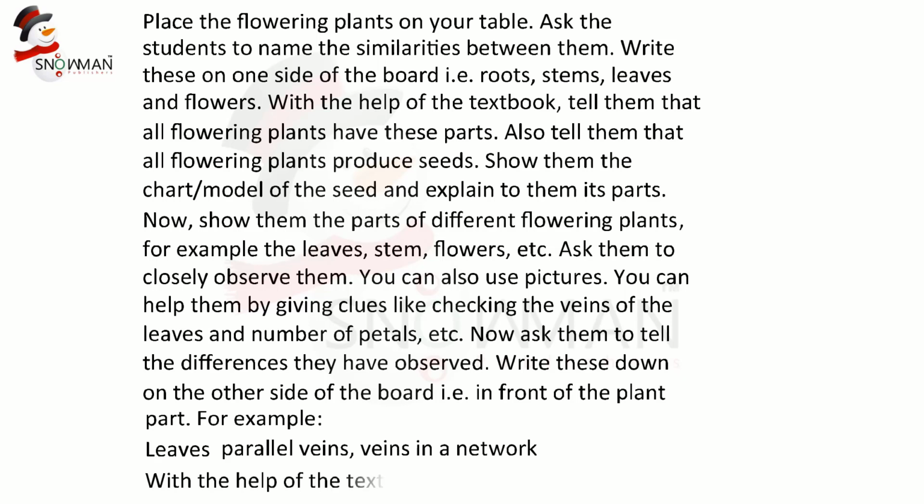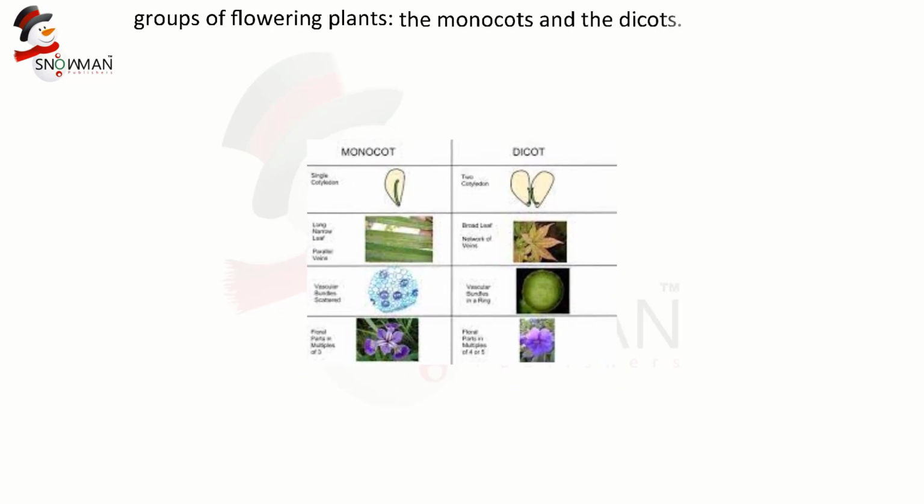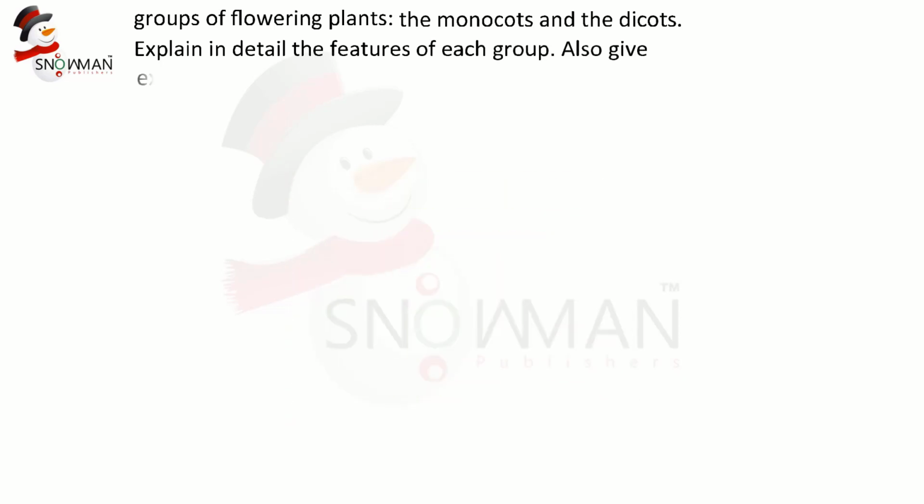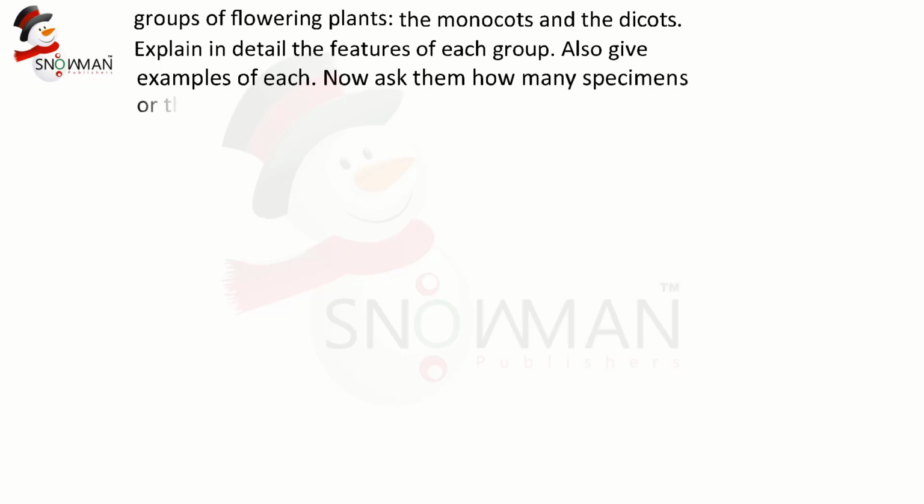With the help of the textbook, tell them about the groups of flowering plants, the monocots and the dicots. Explain in detail the features of each group. Also, give examples of each. Now, ask them how many specimens or pictures are of monocots and how many of dicots.